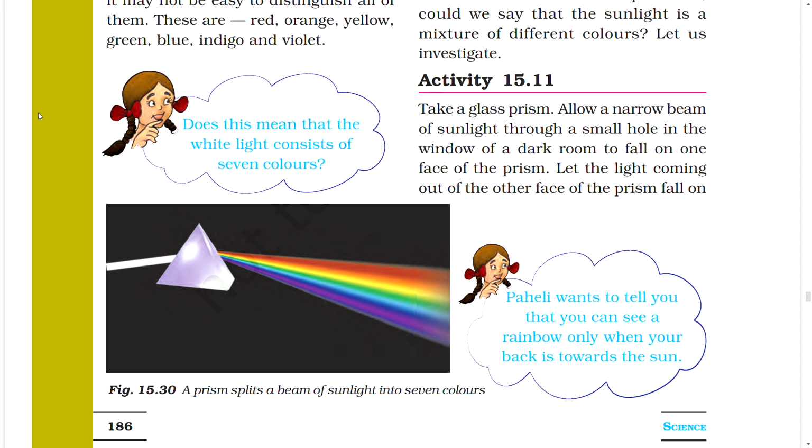Bailey wants to tell you that you can see a rainbow only when your back is towards the sun.